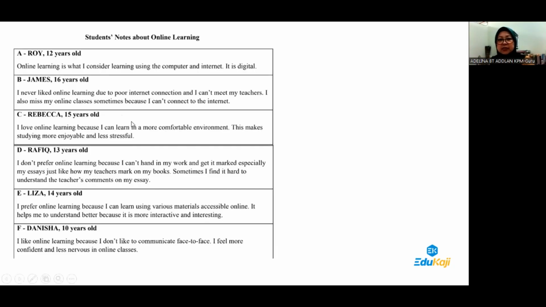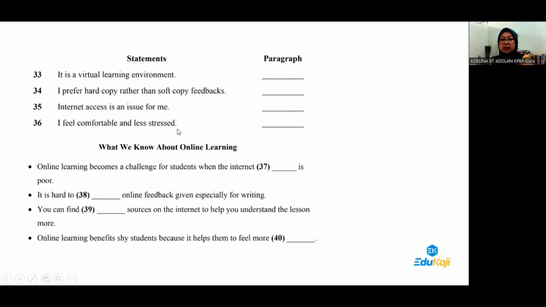The last part is the information transfer. For this information transfer question, this is about students' notes for online learning. This is basically about students' feelings about online learning, already mentioned on top in the topic here. You've got 6 individuals of different age groups, and there are 8 questions for you to answer.